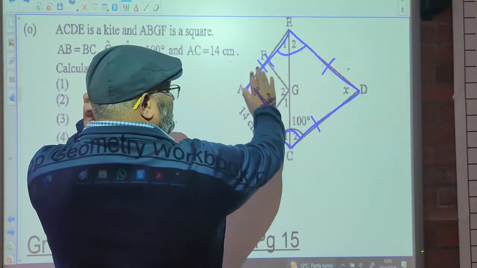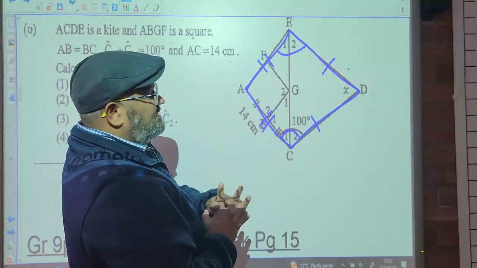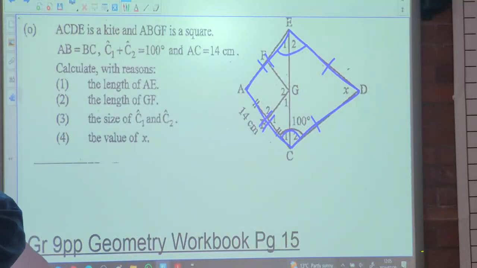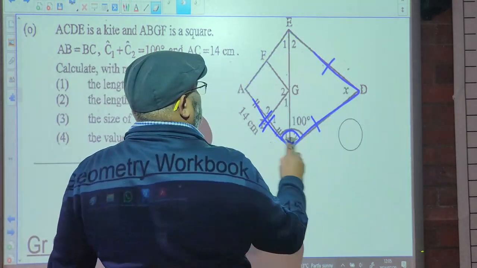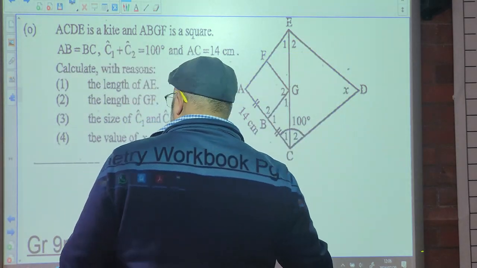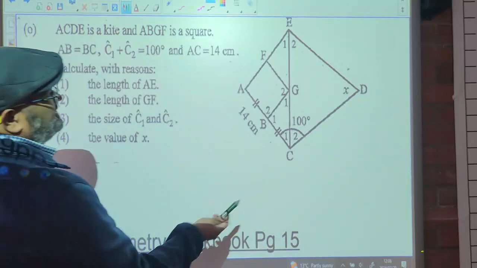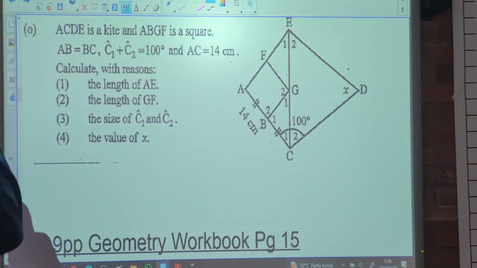So those are the properties of the kite we're going to use. The others are not going to be evident here because there is no diagonal, unless they say sketch, you draw in the diagonal and then that comes into play.